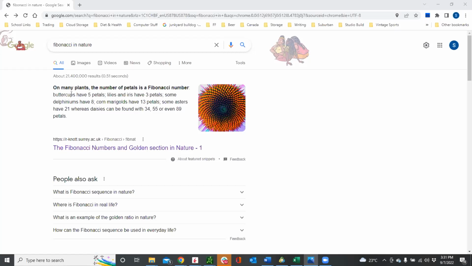Okay, so right here, just giving you some examples. Buttercups have 5 petals. 5 is a Fibonacci number. Lilies and iris have 3 petals, another Fibonacci number. We're talking about 8 here, which is another Fibonacci. Corn marigolds 13, that's another Fib number. Asters have 21, where daisies can be found with 34, 55, even 89. So those are all Fibonacci numbers that just exist in nature.